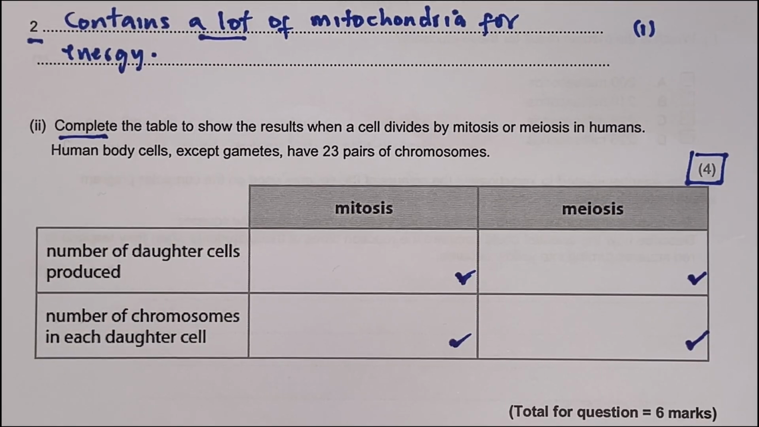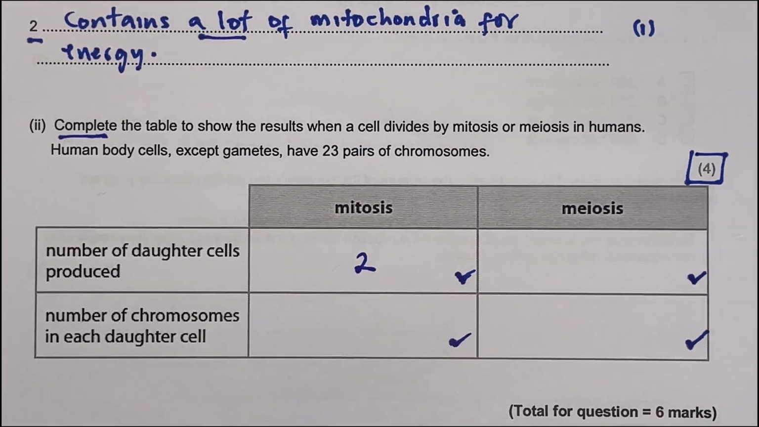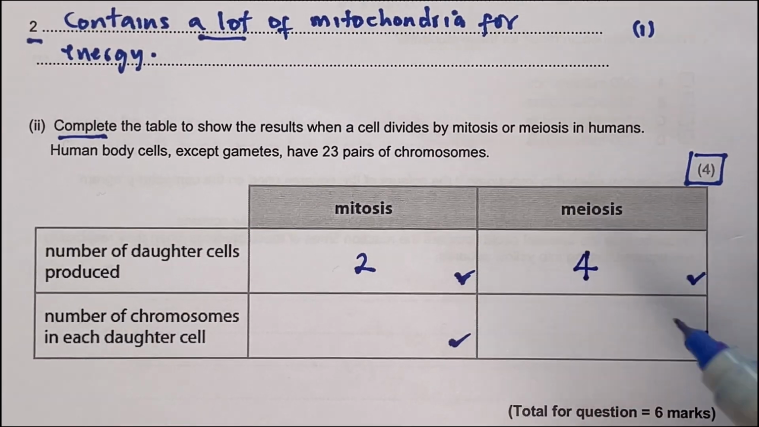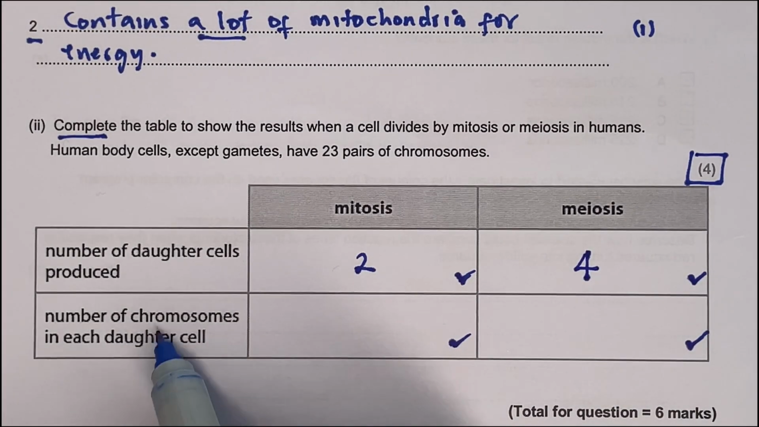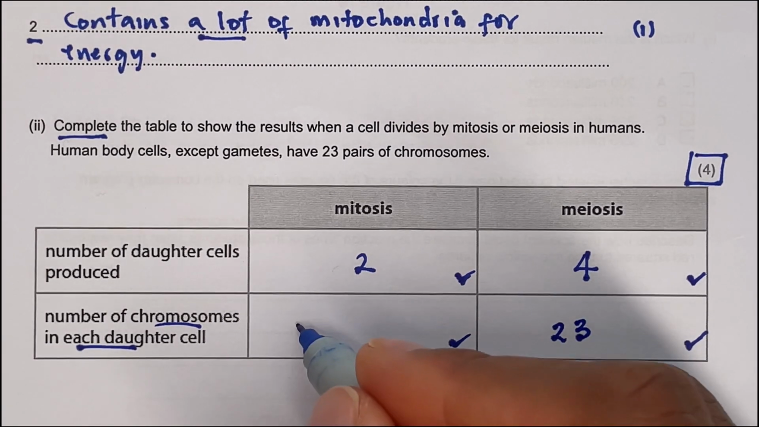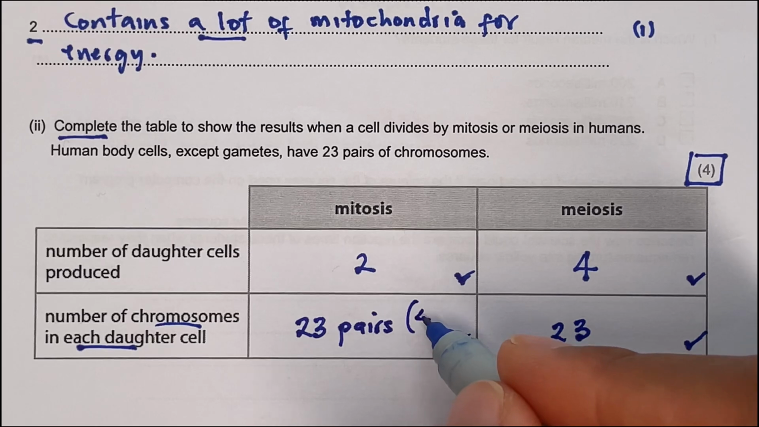Now, the number of daughter cells produced by mitosis, from what I have been taught, is 2, because I know one cell will divide into 2 daughter cells in mitosis. However, in meiosis, one cell divides into 4 daughter cells. The number of chromosomes in each daughter cell for meiosis would be 23, for mitosis would be 23 pairs, or I can write in brackets 46.